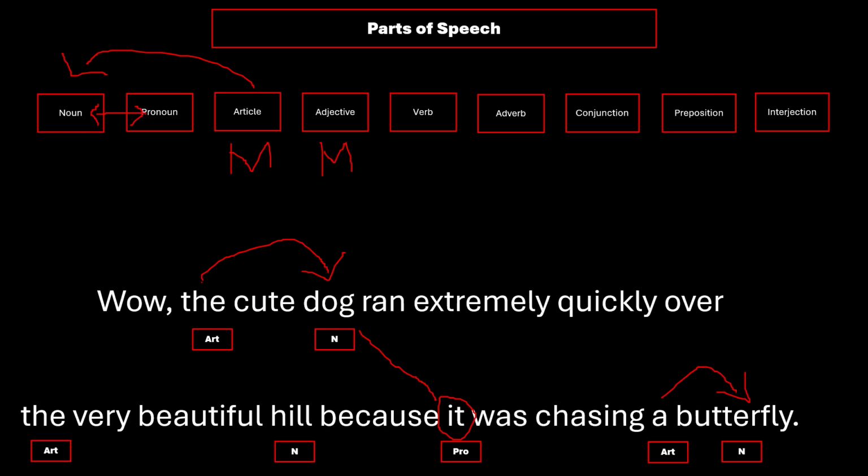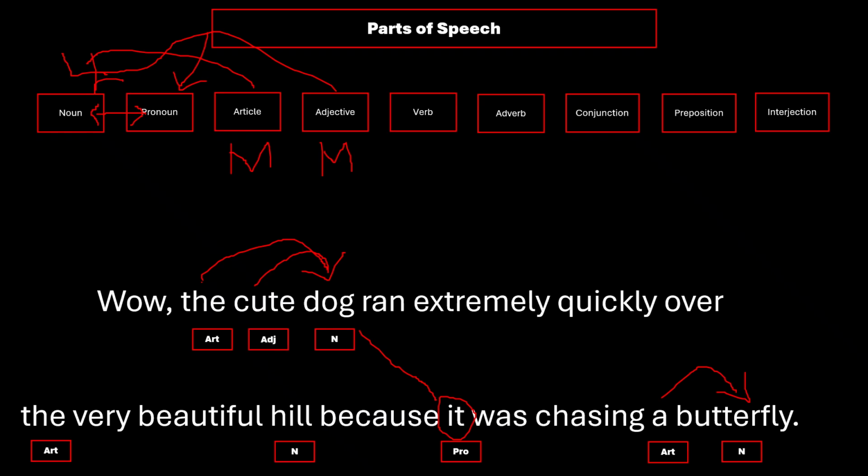Now an adjective. It also modifies, but it gives more detail to not just our noun, but to our pronoun as well. How to find it? Find the noun. So the noun here is dog. Is there a word that gives more detail to that dog? Yep, a cute dog. Not just any dog, but a cute dog. So that is an adjective.